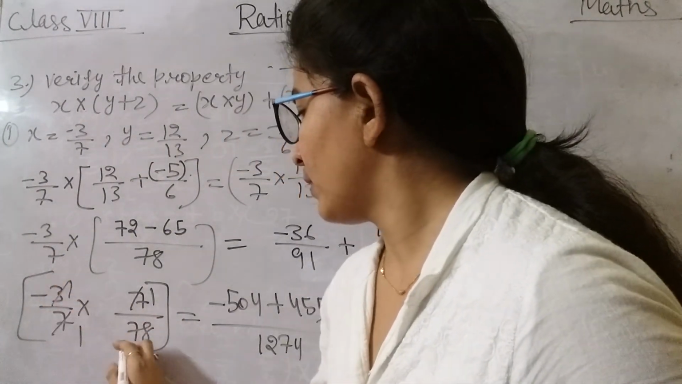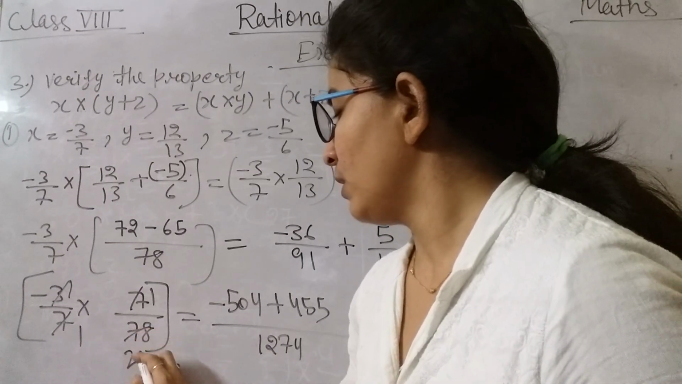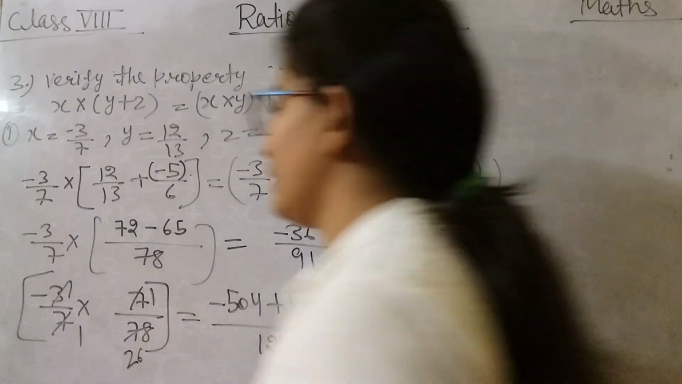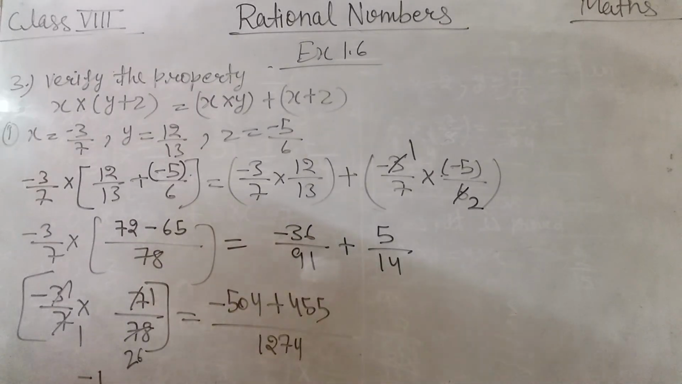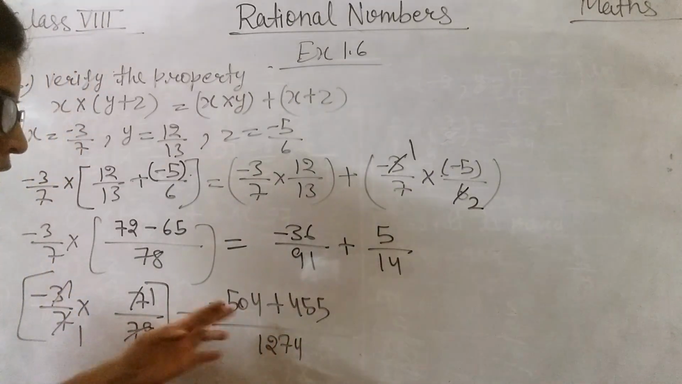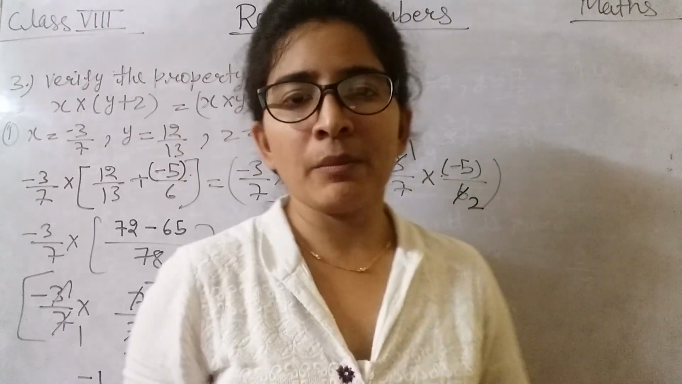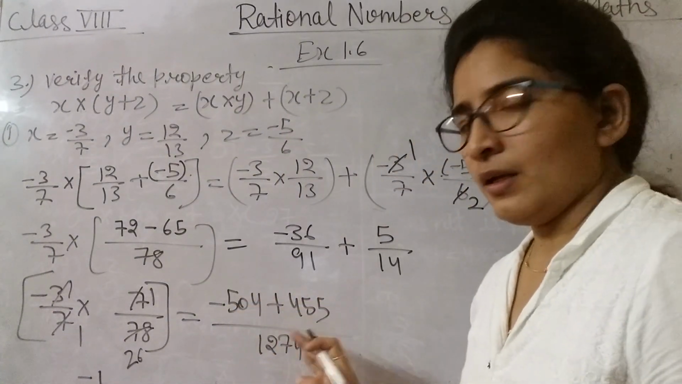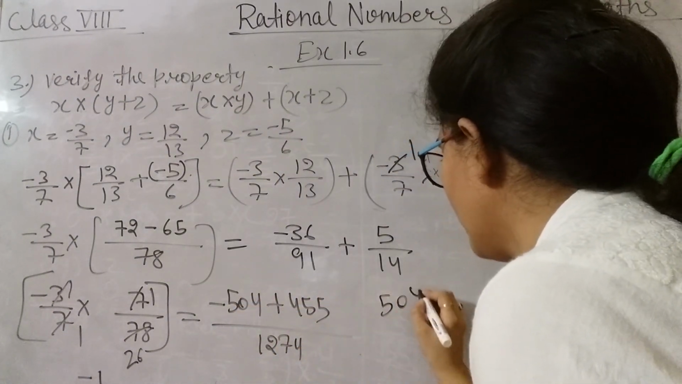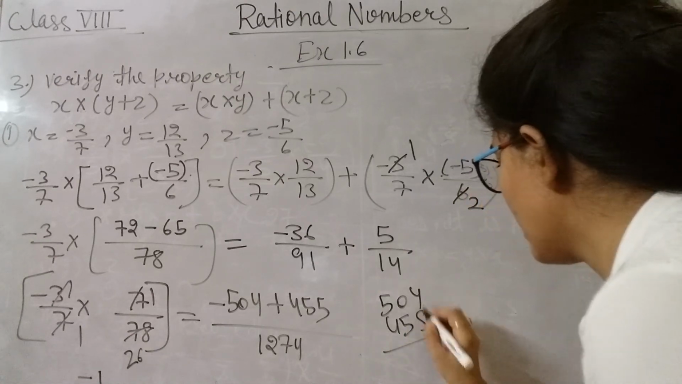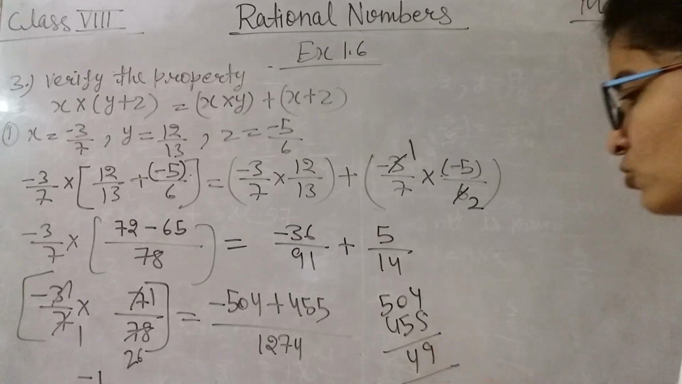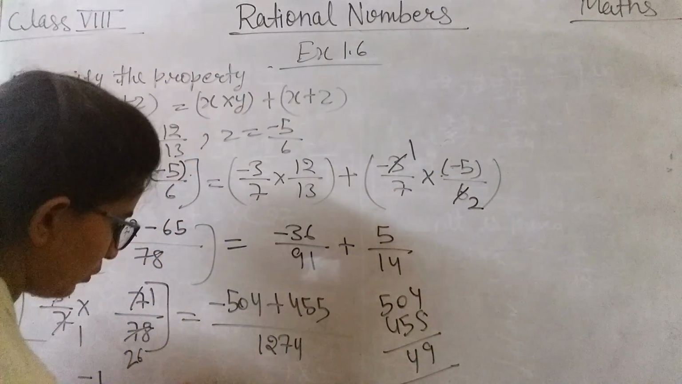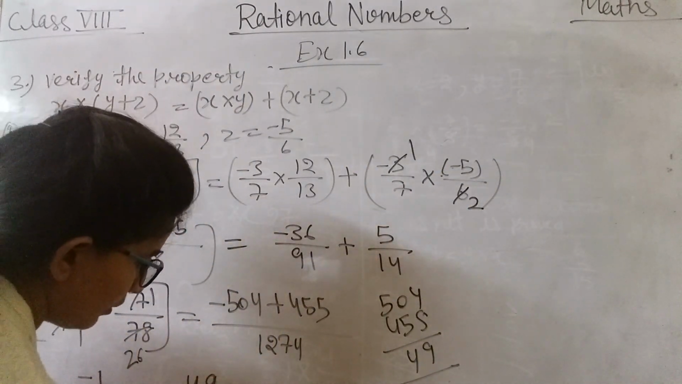3 ones are 3, 3 twos are 6, we have 1, 3 6s are 8. So the number is 1 ones are minus 1 and 26 ones are 26. And on the right hand side we have one positive number and one negative number. So we will subtract them together, that would be 504 minus 455 is 14 minus 5 is 9, we have 9 minus 5 is 4, so this would be 49 upon 1274.